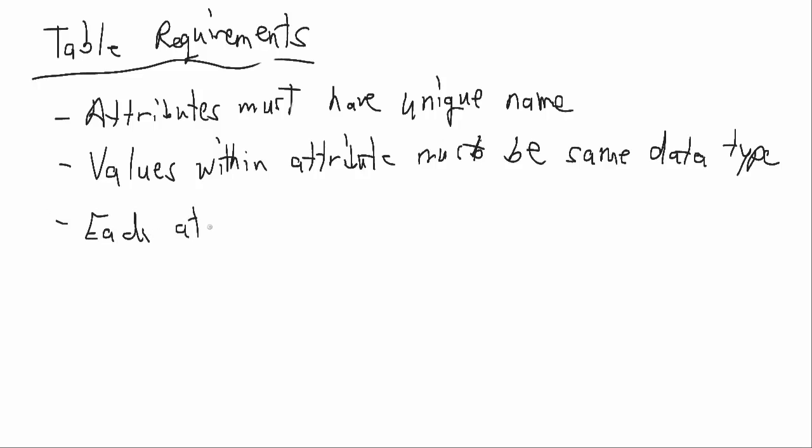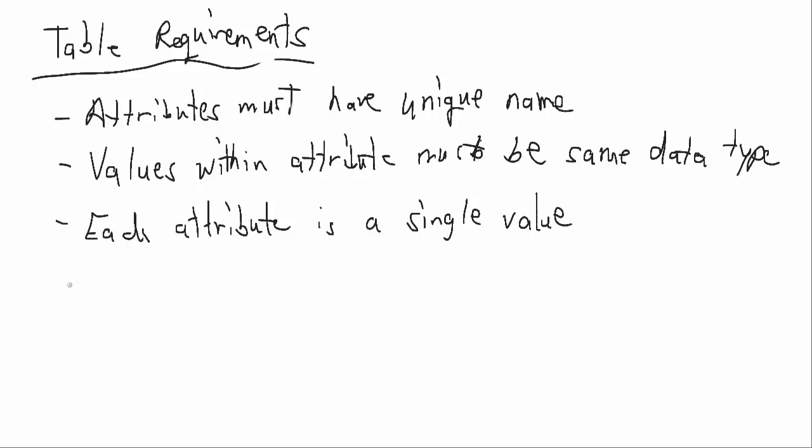Each attribute must contain a single value. So basically each column or each field that we have in a record is going to have one piece of information in it. Now it could be a long string of text, that's fine, but it's going to have one piece of information in it as far as the database is concerned. And that's important when we consider how we're going to set up the relationships.